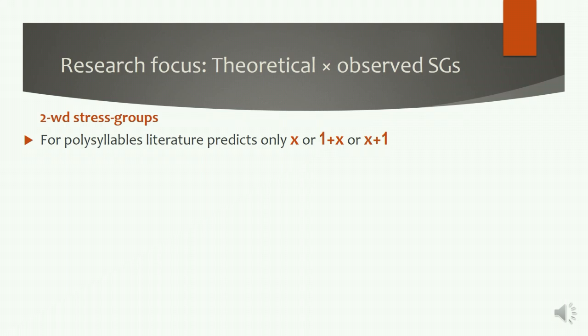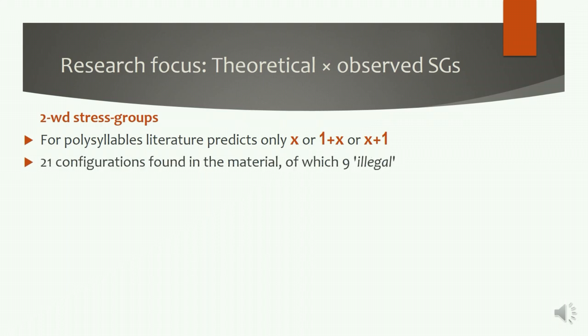In the next step, we focused on the 2-word stress groups, because there are so many configurations of words in stress groups that we had to limit our attention to only the most common occurrence, which is two words in one stress group. And for the polysyllables, literature predicts only x or 1 plus x or x plus 1, meaning that a polysyllabic word of x syllables can have one monosyllable before or one monosyllable after to form a stress group.